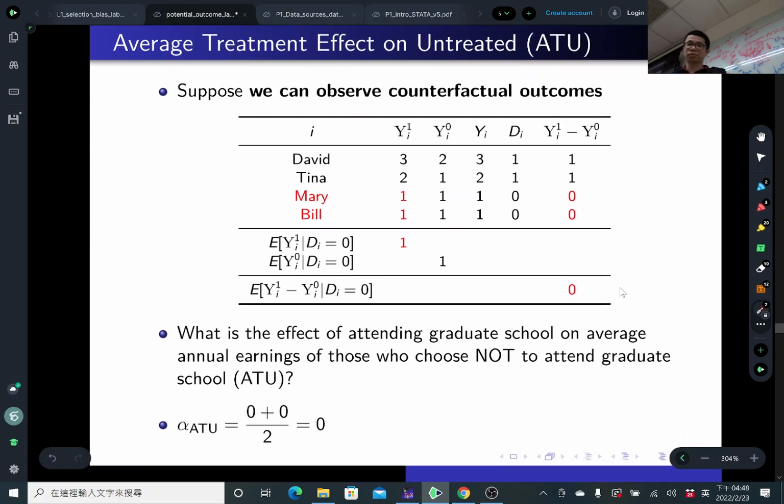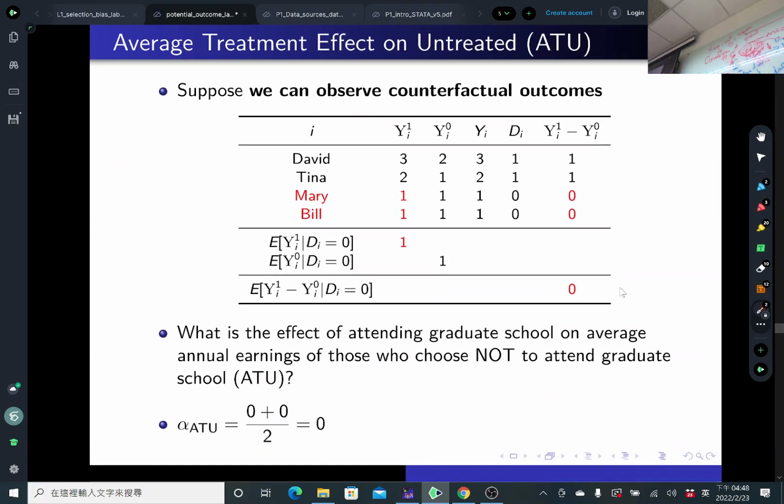And if we can observe, we can quantify. Suppose they again also earn just 1 million. So that means going to graduate school or not has no impact on their earnings. So maybe that's why they decide not to go to graduate school. Okay. So this we can define the average treatment effect on the treated. Any questions?